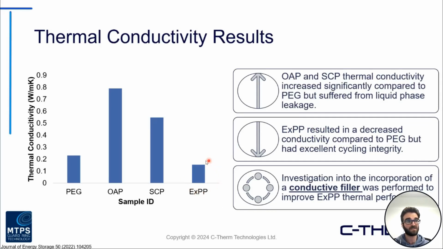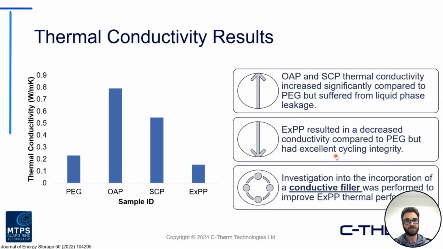Conversely, for the EXP PCM, they actually saw a decrease in thermal conductivity. So this must have introduced some insulative behavior into their system compared to their control, which isn't great. But this did have excellent cycling integrity. So it fixed one problem but didn't address the other.